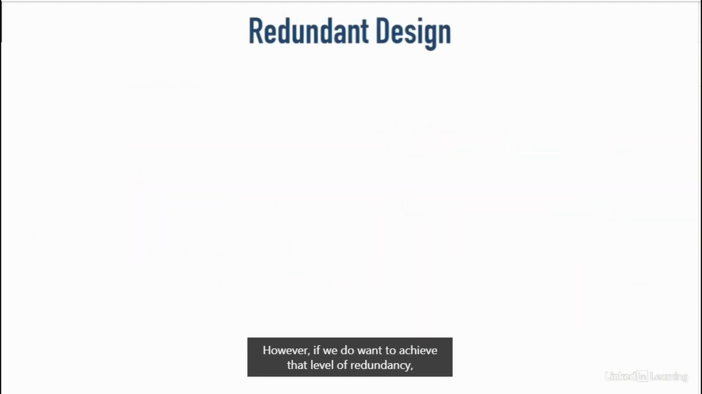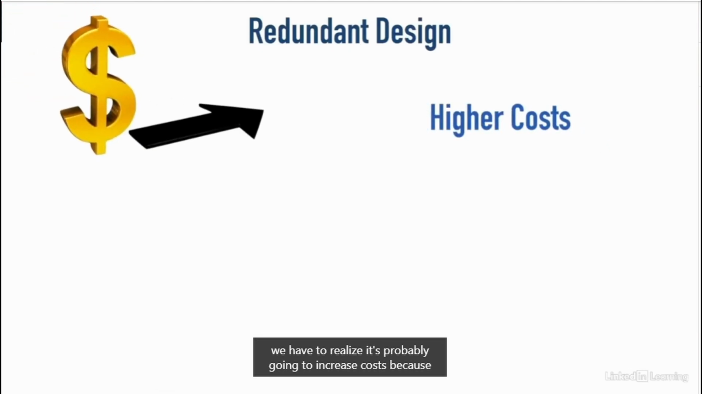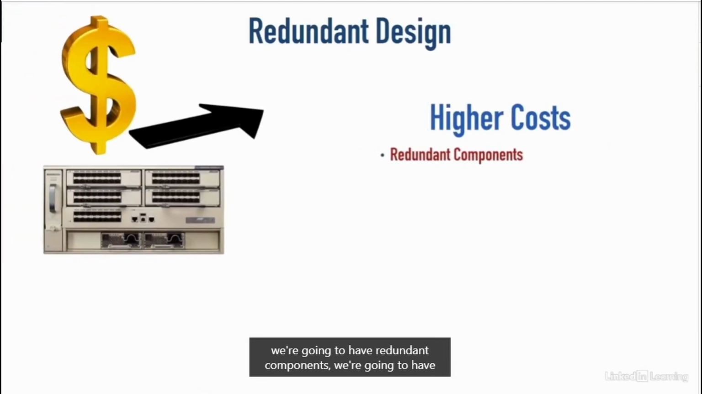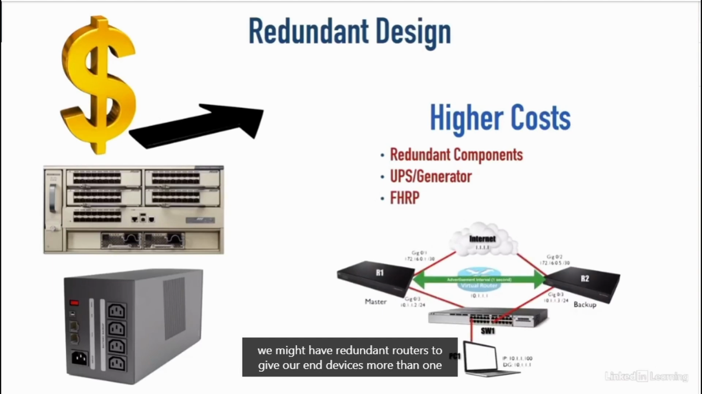However, if we do want to achieve that level of redundancy, we have to realize it's probably going to increase costs because we're going to have redundant components. We're going to have redundant power, maybe with a UPS, maybe with a generator. We might have redundant routers to give our end devices more than one gateway that they could use to get out to the rest of the world using a first hop redundancy protocol that we'll discuss in our next video. But those are the types of things that we have to consider if we want a redundant design. And you need to decide, is the increased cost justified by an incremental improvement in uptime?